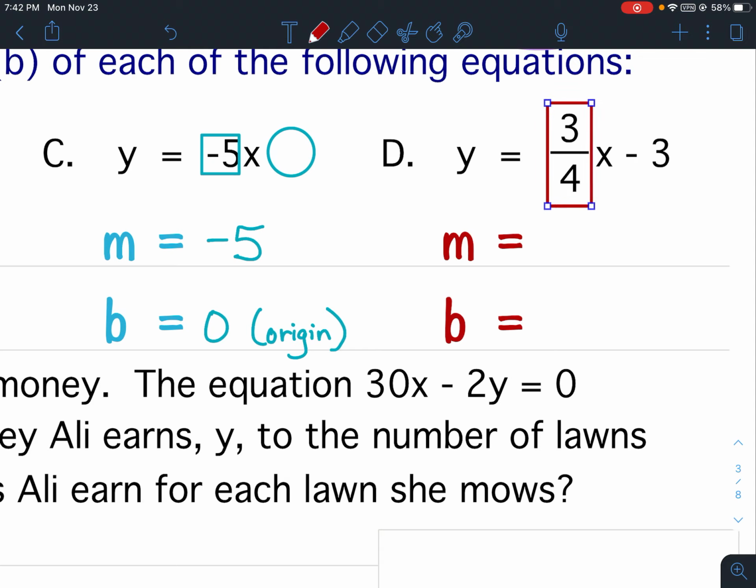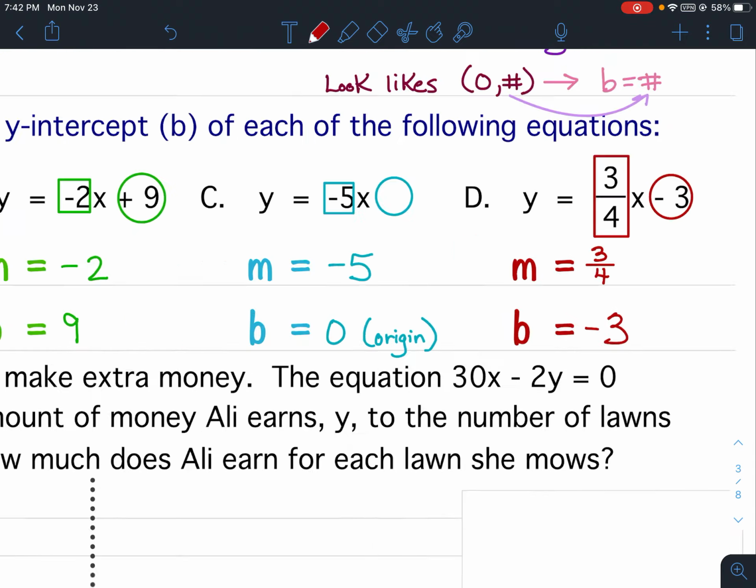For D, my slope is 3/4, because the slope is in front of x and the y-intercept is behind x. Behind x is -3.